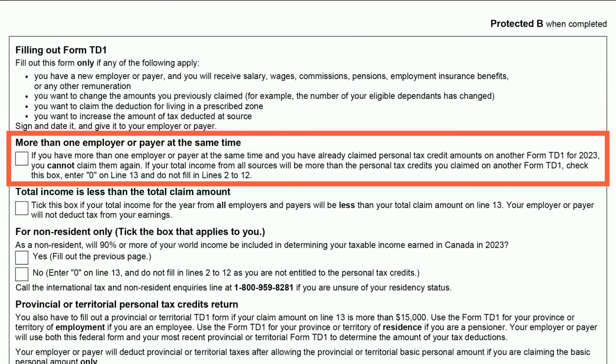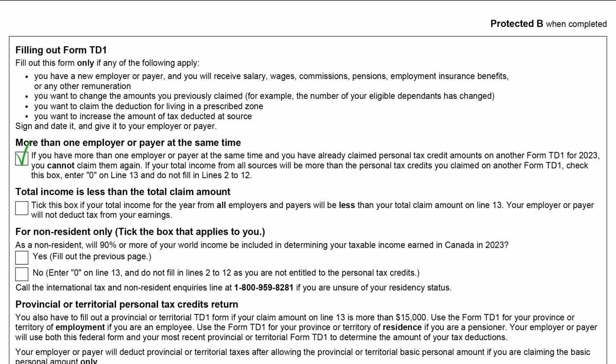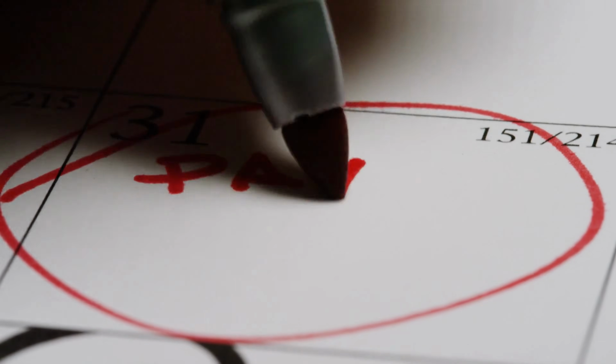If you've already claimed your personal tax credits on a TD1 form for 2023 with one employer or payer, you can't claim them again with another. If this is your situation, you would check the box indicated on the form for this situation. Enter 0 on line 13 and leave lines 2 to 12 blank. This ensures that you don't double claim the credits and helps your employer deduct the correct amount of tax from your paychecks.